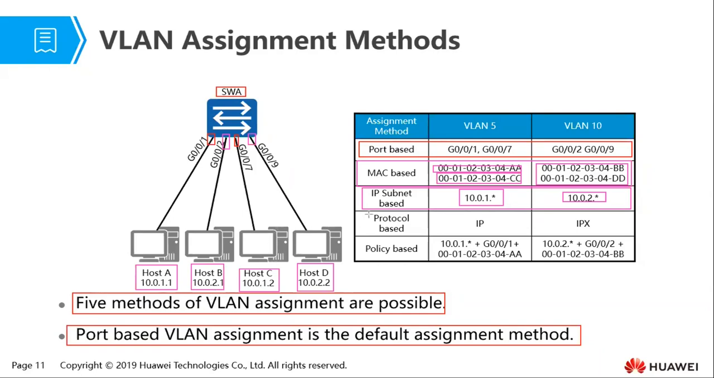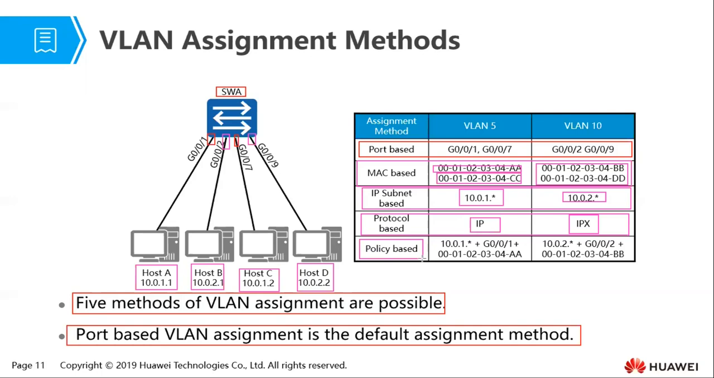Then you have protocol-based. For example, we can say if you're coming with the IP header, then you're on VLAN 5. If you're coming with the Internet Packet Exchange header, then you're on VLAN 10. Then we can use a combination. When you use a combination of any of the above methods, we call it policy-based. So we can combine any of the above.